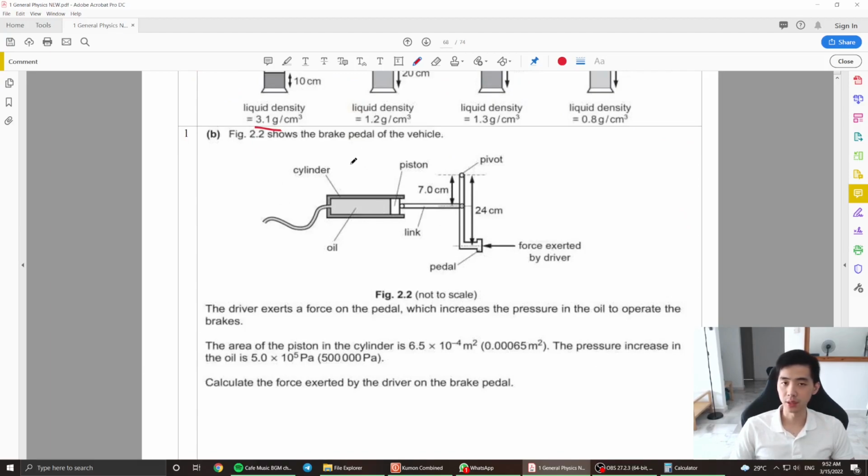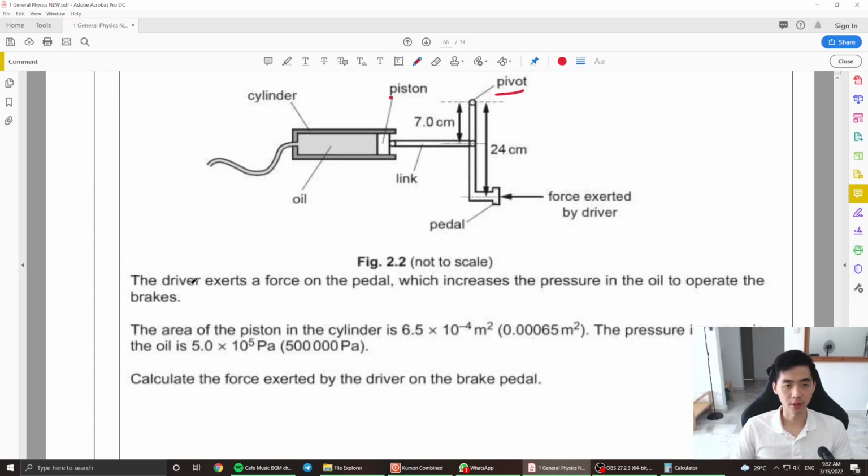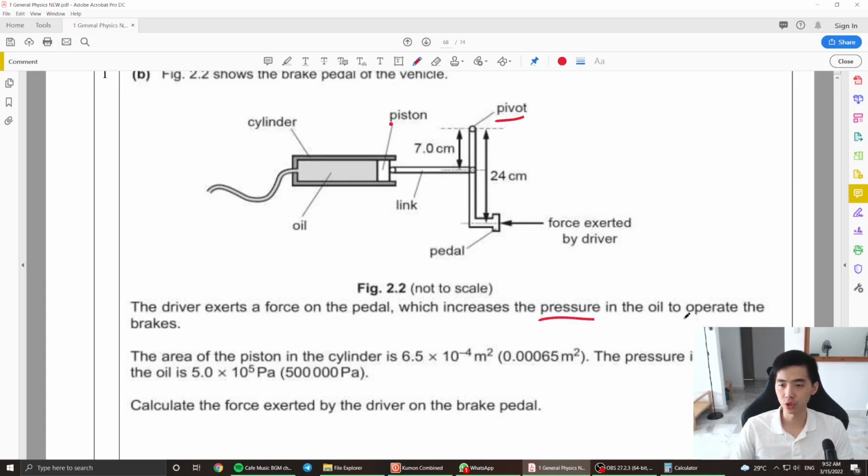This one here is basically a combination of moments and also pressure, guys. Looking at this question here, what do they want from you? Figure 2.2 shows the brake pedals for the vehicle. The driver exerts a force on the pedal which increases the pressure in the oil to operate the brake. The area of the piston in the cylinder is given here. This will be the area here.